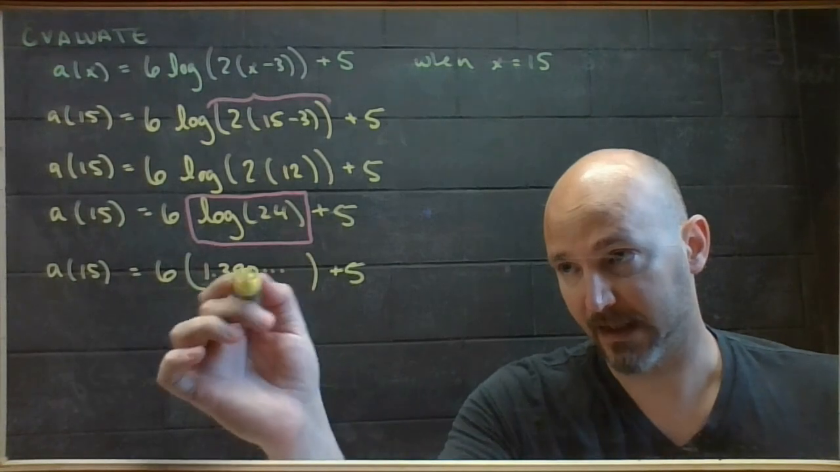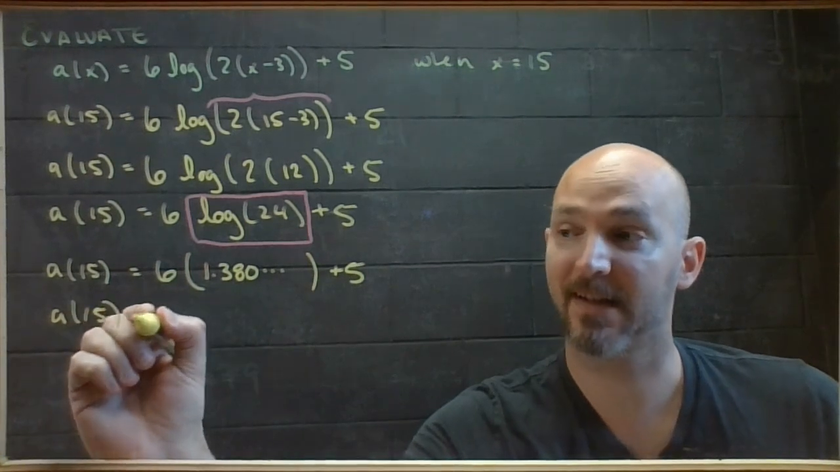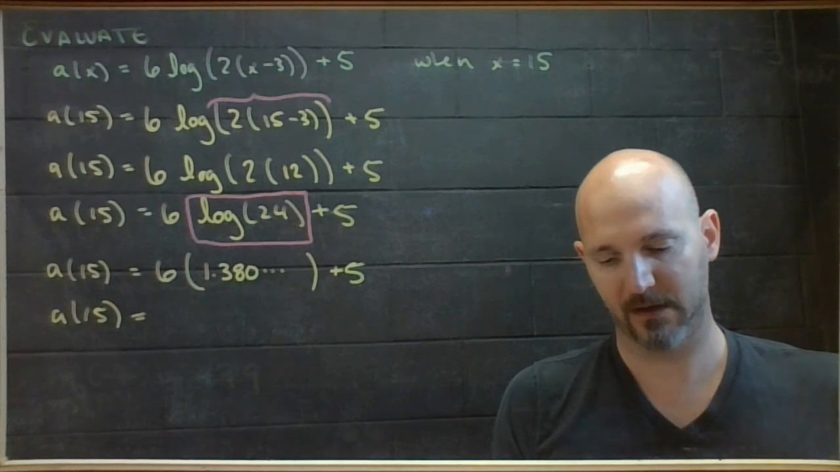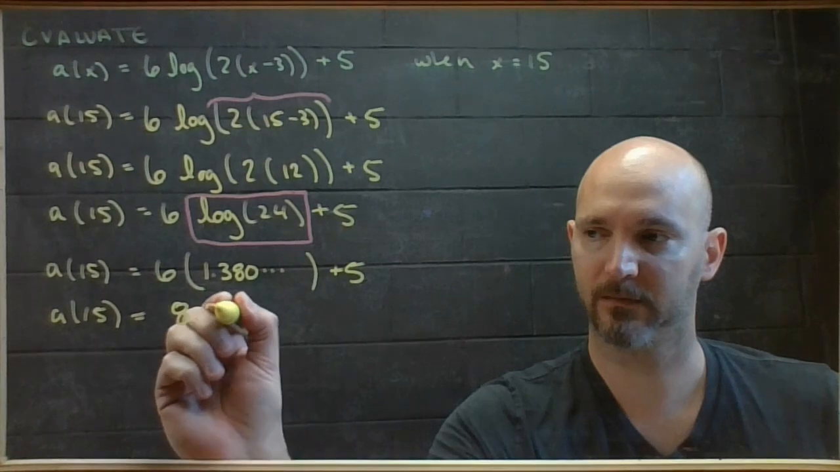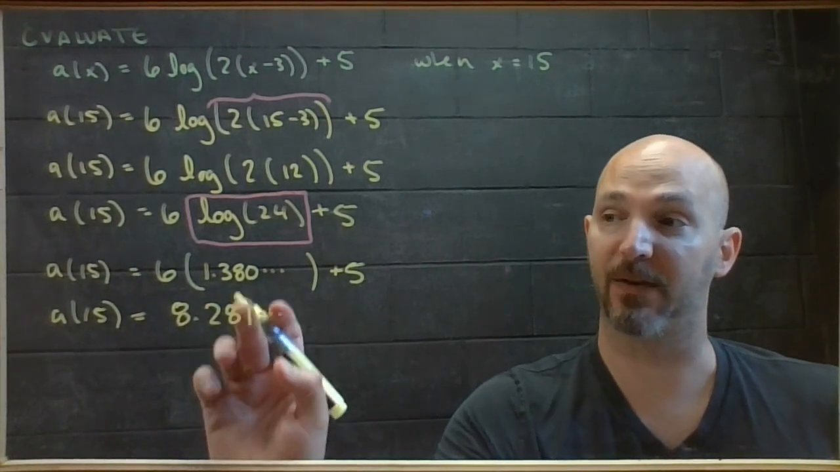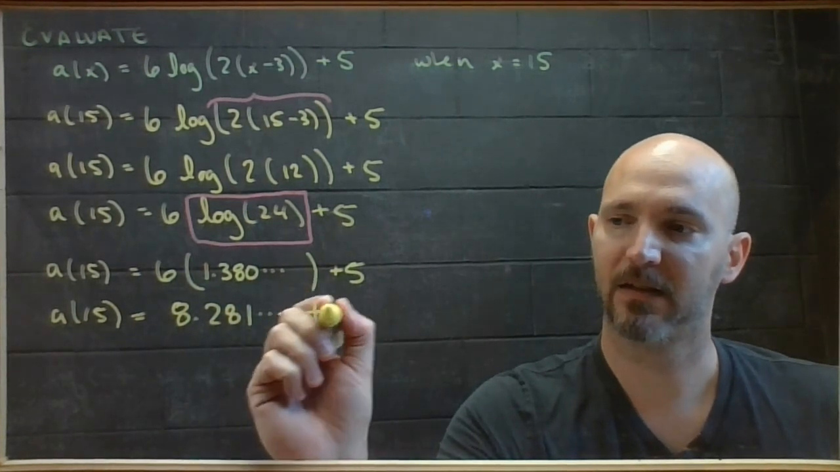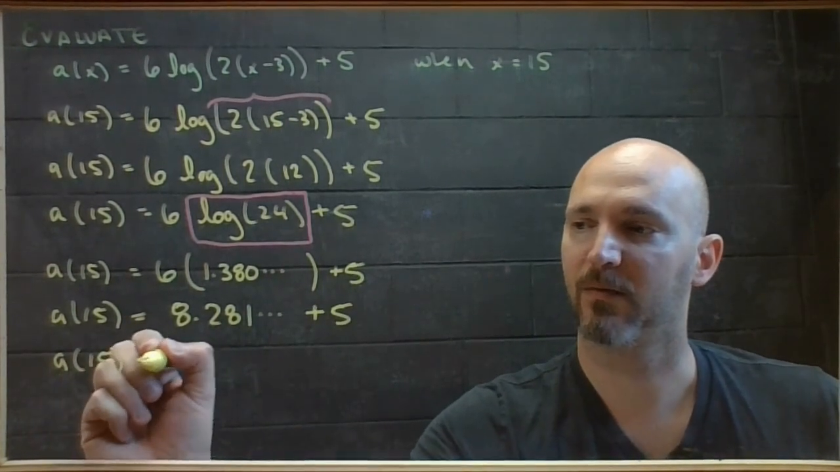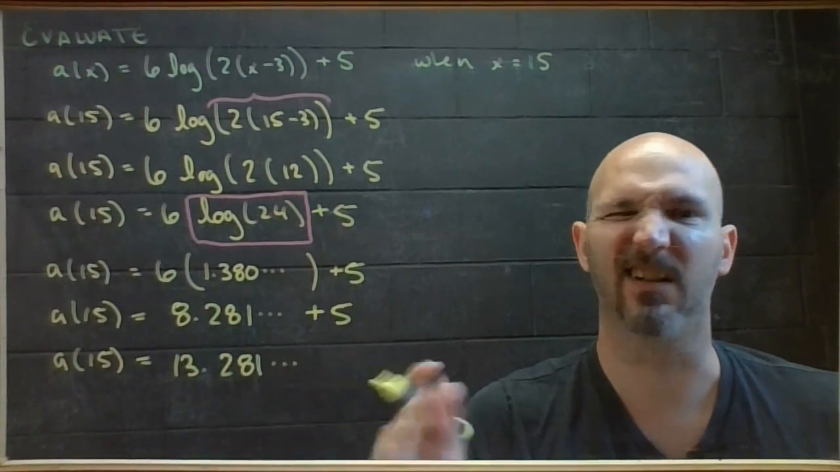So I have to take this horrible number and multiply it by 6, which, since I already have the calculator out, let's let my brain cool down a little bit, 8.281... That's only accurate to 3 decimal places, so we're just going to put that in there to remind ourselves of that. And we have to add 5 to it, which gives us 13.281-ish.